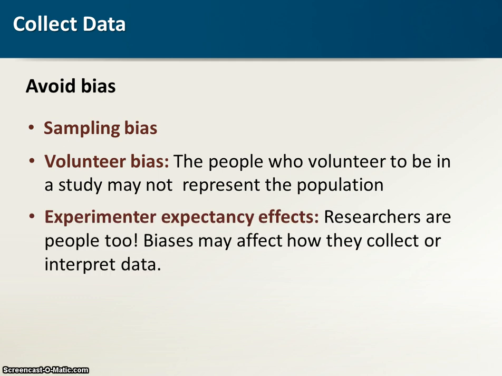And so now you may have a subset of people who don't represent the population as a whole. Third thing we have to watch out for is experimenter expectancy effects. It's sometimes called experimenter bias or researcher bias. And this is not about fraud, which is totally different, but this is about when you have researchers who just are human. And so their bias might affect how they collect data or how they interpret it.